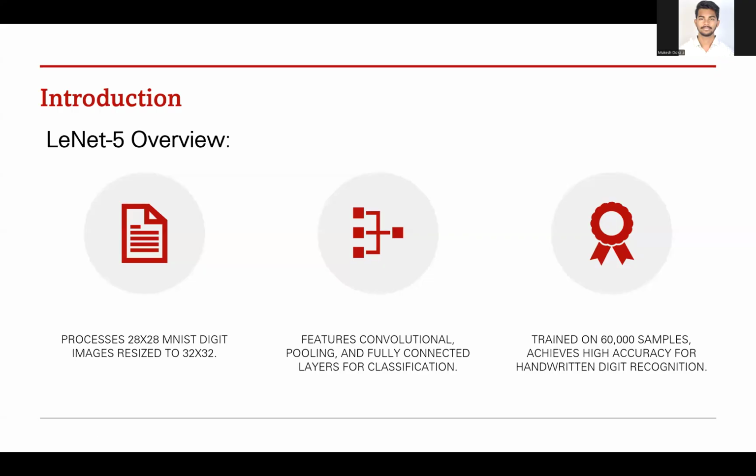Coming to the introduction. The project introduction starts with the LeNet 5 overview. This is a groundbreaking neural network architecture, particularly designed for image classification tasks. It processes 28 by 28 MNIST digits, resized into 32 by 32 images, through a series of convolution, pooling, and fully connected layers to classify digits from 0 to 9. The MNIST dataset is a widely used benchmark dataset, which contains approximately 70,000 grayscale images, in which 60,000 are training samples and 10,000 are testing samples.